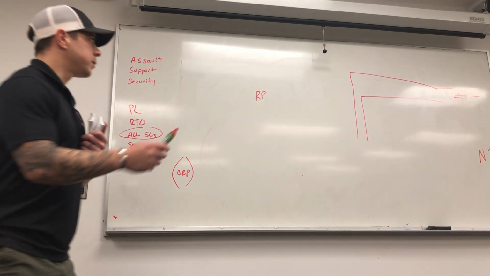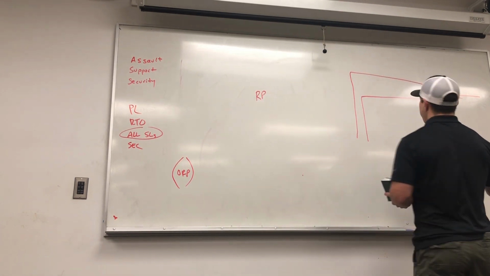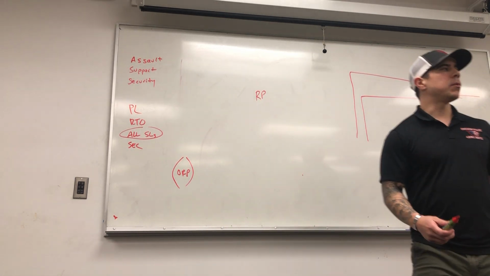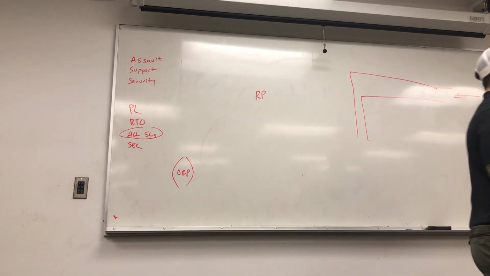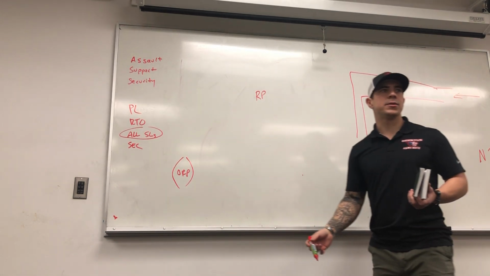All right, so the PO, they got eyes on the objective. Okay, so for an L-shaped ambush, where do we want to put our assault and where do we want to put our support by fire? If we know that the enemy is traveling down the road this way, where's my assault going to be?